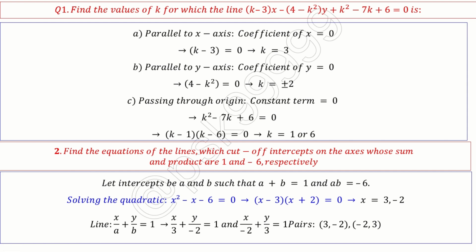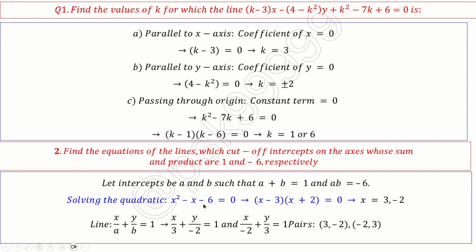Find the equations of the lines which cut off intercepts on the axes whose sum and product are 1 and minus 6. Yeah, this is a good tricky question actually. Let's say the intercepts are A and B. The information given is A plus B equals 1 and AB equals minus 6. Now, how do you get to A and B? You can obviously take A equal to minus 6 by B, substitute and you will get it. Otherwise, you can solve using a quadratic equation. If A, B are roots of a quadratic equation, then the sum of roots is 1 and the product of roots is minus 6. Correct?